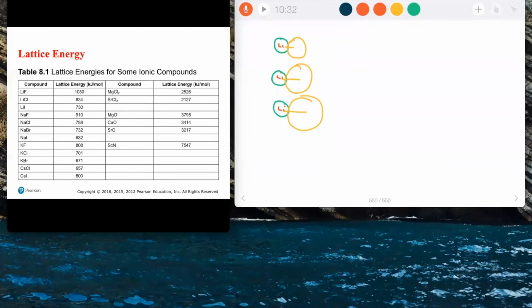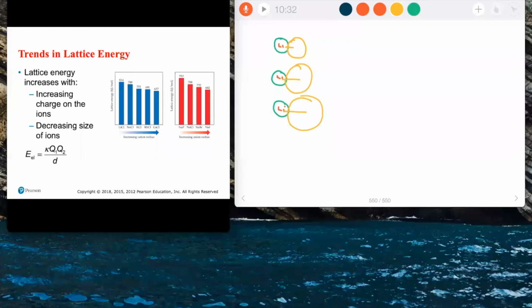There is also the effect of the charge, that the greater the charge, the greater the lattice energy. In other words, the ionic charge plays a role also in terms of the amount of energy required to break that. It increases with increase in charge. All right, so we look at that.